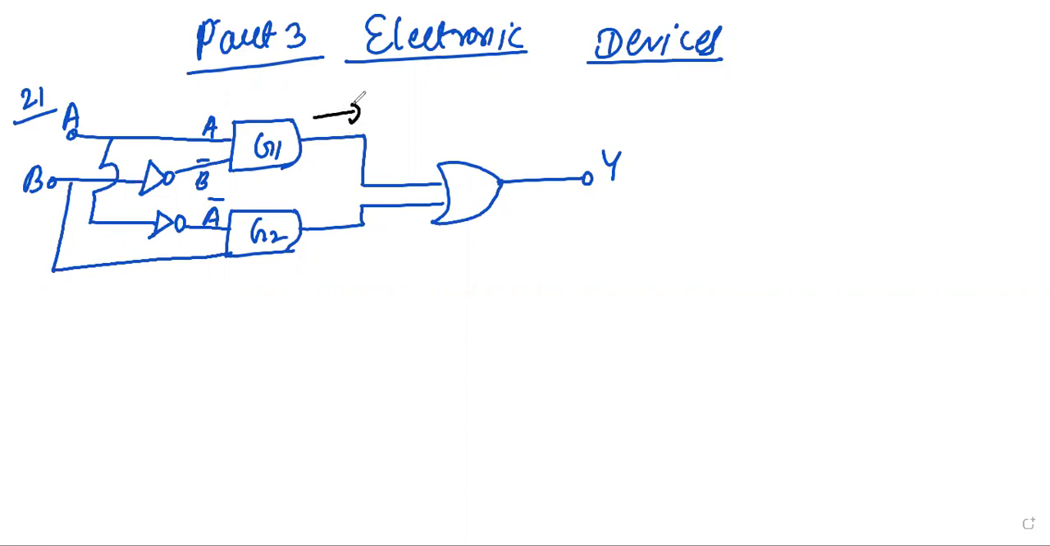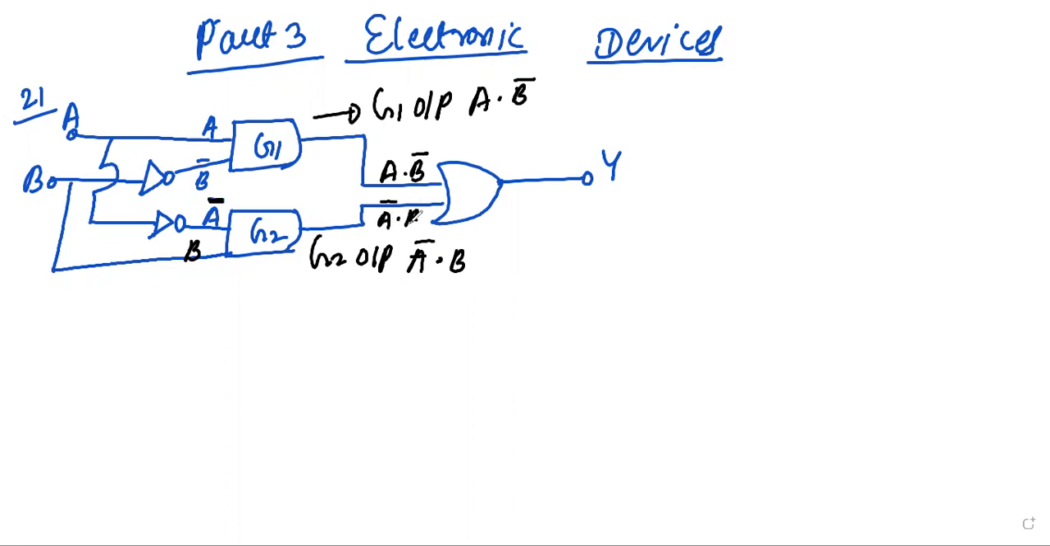So let's see. The output of G1 will be what? It is A dot B bar, right? Similarly, the G2 output is nothing but A bar into B, right? A bar is given to it, and this is your B, so that is the product of it. So the outputs of G1 and G2 serve as inputs: this is A dot B bar, and this is A bar dot B. These are the inputs given to this OR gate.